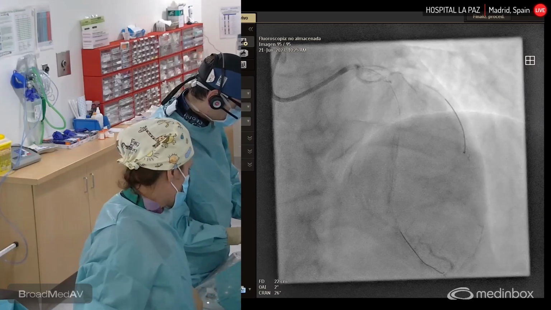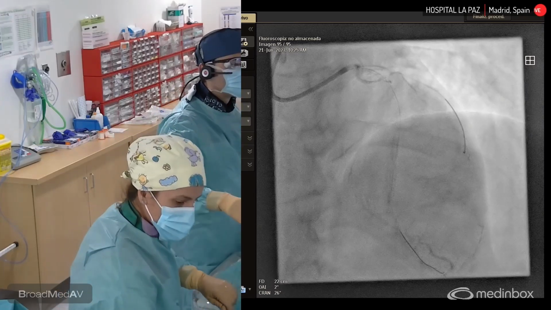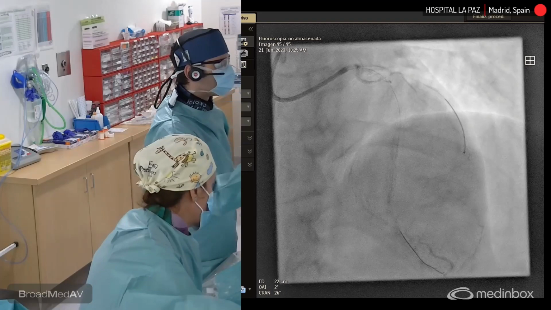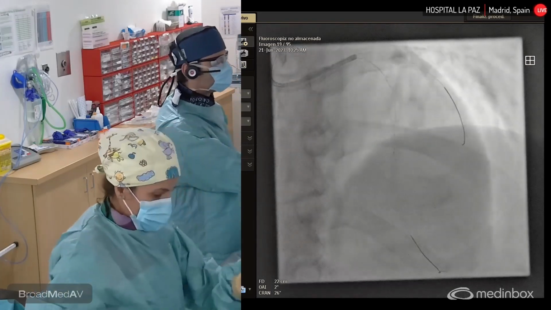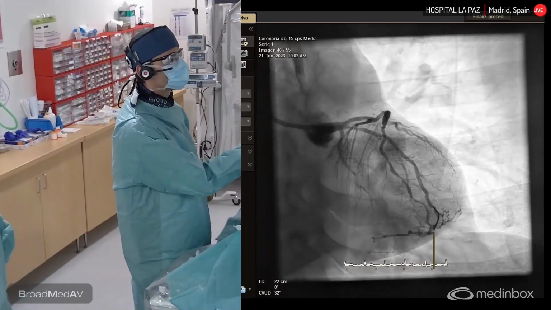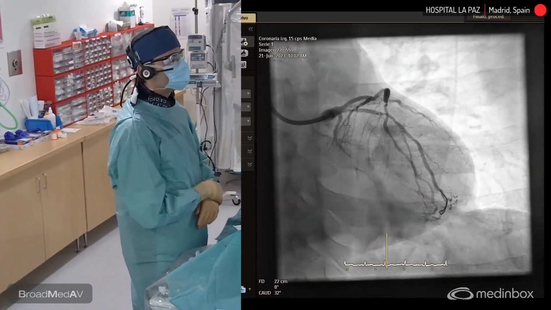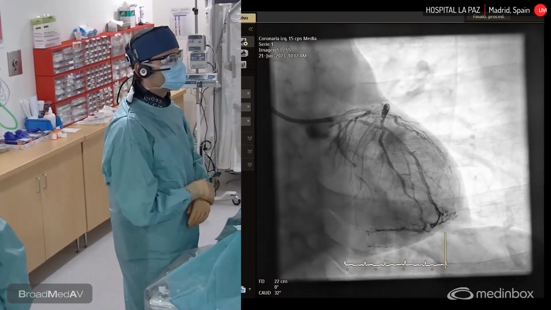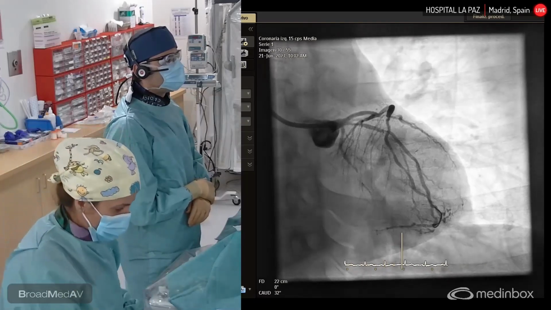Okay, so I'm going to explain the setup and the things we have done till now. So these are the angios of today. This is a quite difficult case to decide, as Borja explained, because it's a very young patient with risk factors and this multivessel disease.